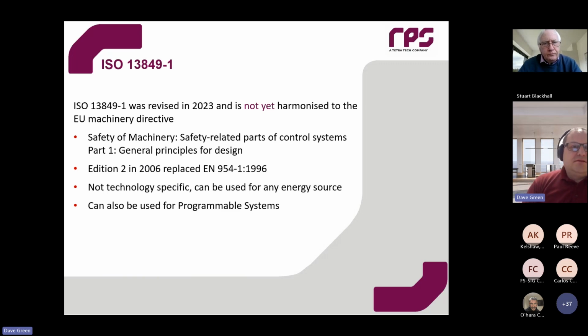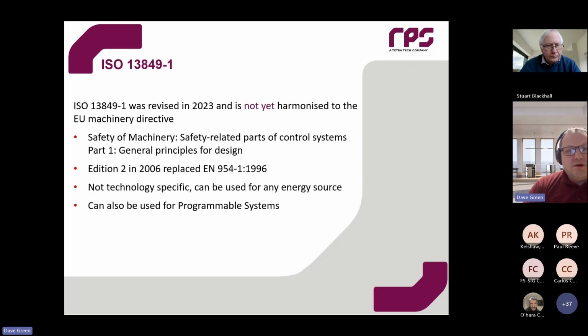It's now titled very similarly to the previous version, Safety of Machinery, Safety Related Parts of Control Systems, Part 1, General Principles for Design. As I mentioned earlier on, Part 2 has not yet been revised. That's still on the 2012 version. And the second edition in 2006 replaced the EN 954. So those of you that still have a copy of 954 knocking around, this is the current version of 954.